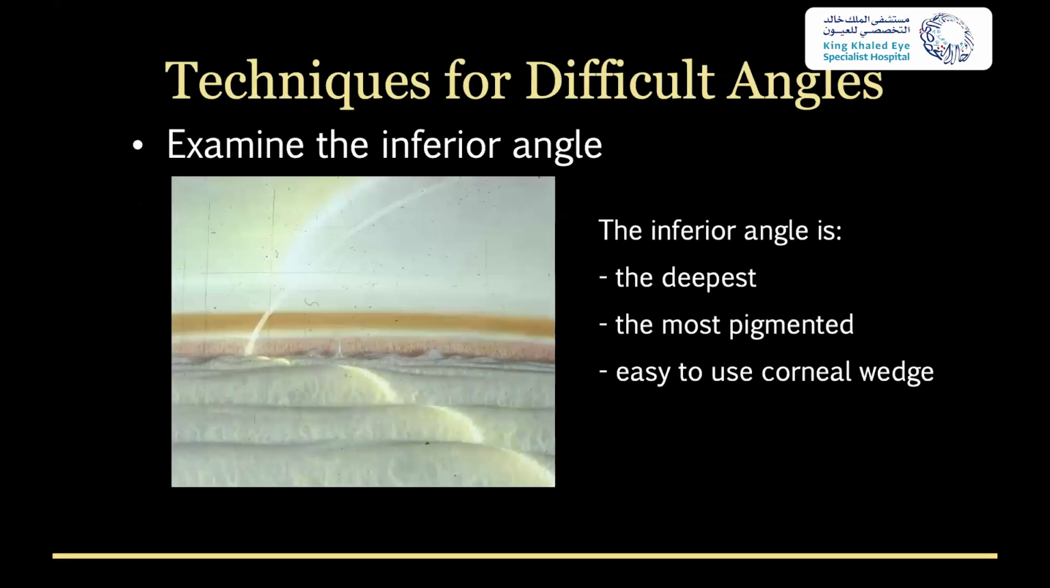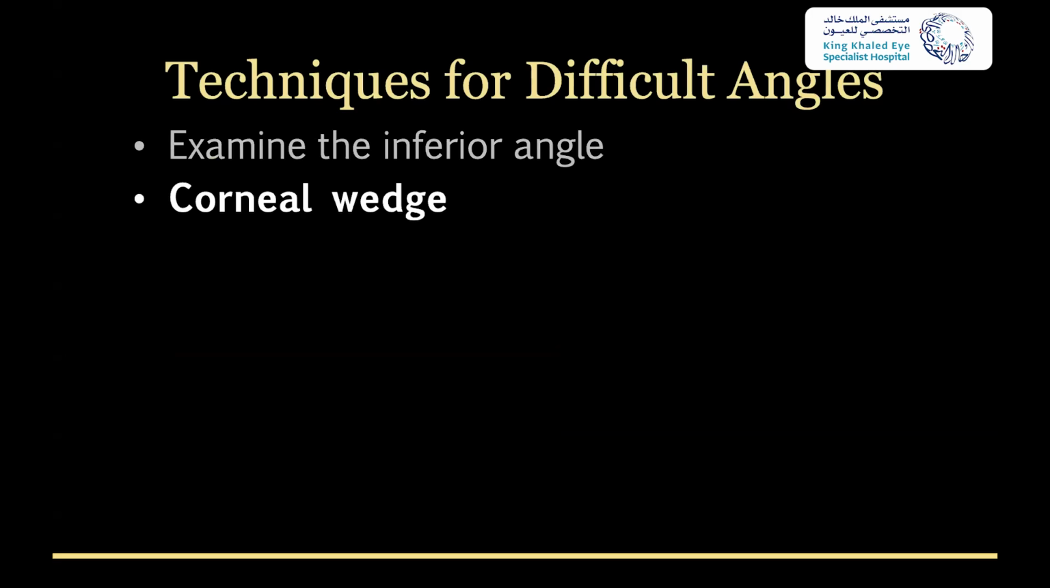So first, I always examine the inferior angle first. I'm looking in the upper mirror at the lower angle because it's the deepest. Because of gravity, it's the most pigmented, and it's easiest to use the corneal wedge in the upper and lower mirrors. We'll talk about that in a second, but it's really hard to use the corneal wedge in the lateral mirrors. I never do it.